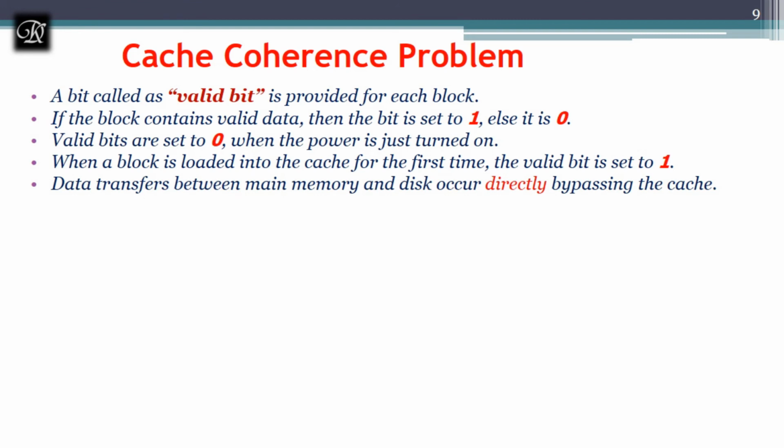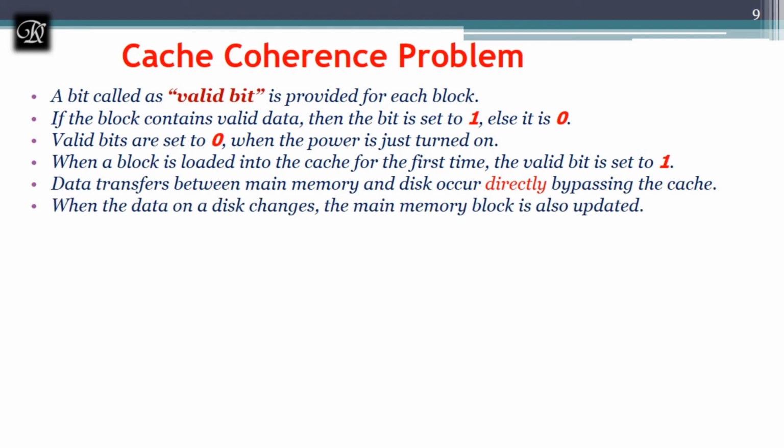Data transfer between main memory and disk occurs directly, bypassing the cache, because we have the cache in between the RAM and processor. We don't have a cache between RAM and secondary memory. So of course they are going to bypass. If the data is updated in the secondary memory, that is going to be loaded to the RAM by bypassing the cache. The RAM has valid data because data is updated in the secondary memory, but the cache has old data.